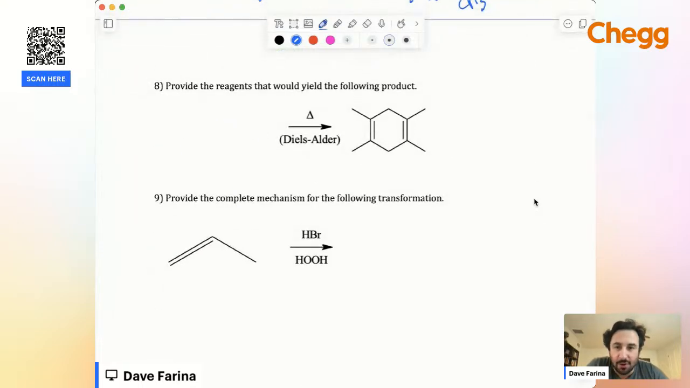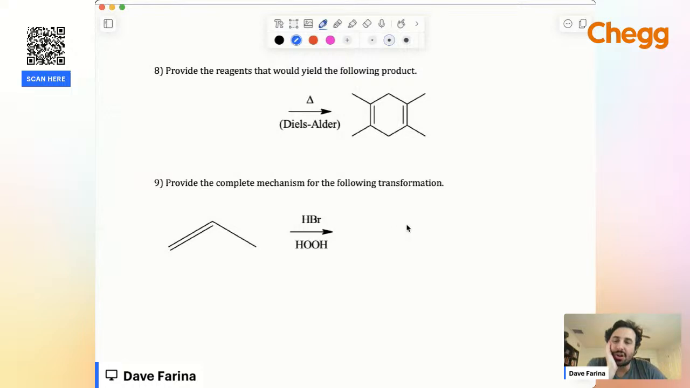Okay, let's do a Diels-Alder. So if we're going to do a retro Diels-Alder, we know that Diels-Alder makes six-membered rings. And so if we're going to retro Diels-Alder, we got to break the six-membered ring. And so we are going to break these bonds and we're going to pull them apart. How are we going to do that? We're going to do it like this.